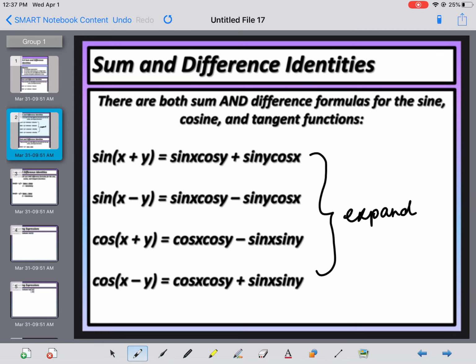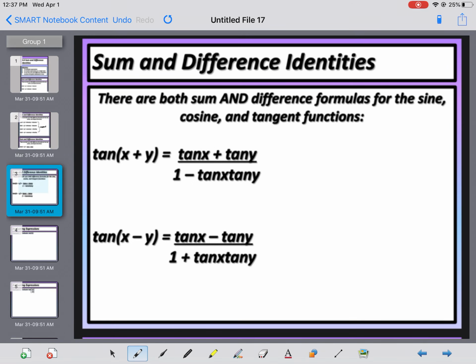This allows us to actually evaluate. These are our sine and cosine equations. There's one for subtraction, one for addition, and these are our tangent. You might want to pause and copy down our tangent equations.